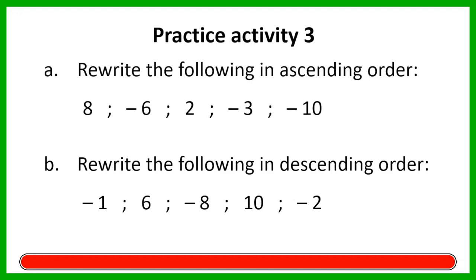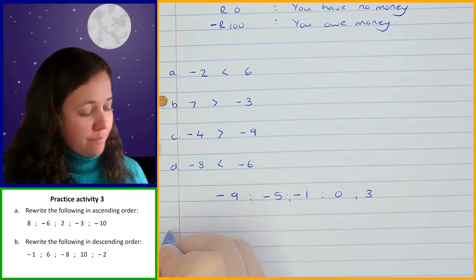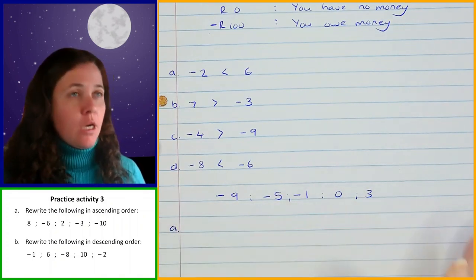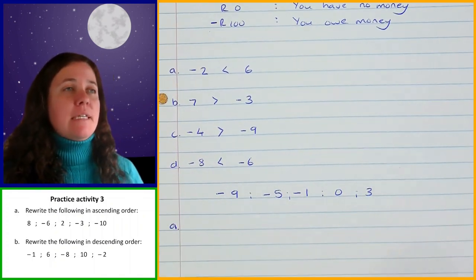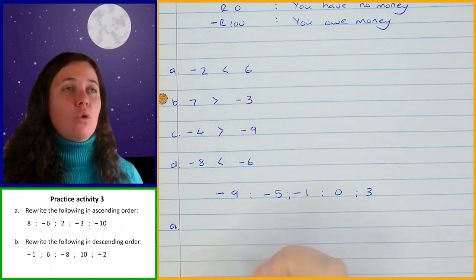Okay, you should be done with that. So let's go through those answers. So for question A, you had the numbers 8, negative 6, 2, negative 3, and negative 10. And you have to rewrite those in ascending order. So from smallest to biggest.